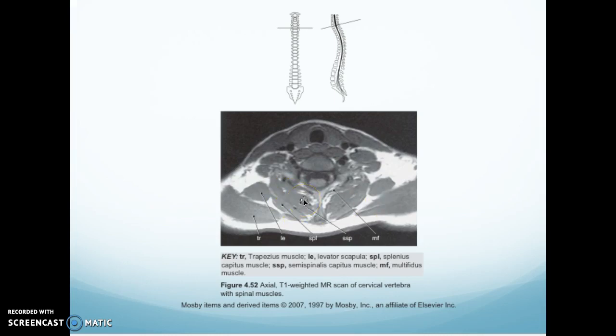Okay, so SSP, that is your semispinalis capitis muscle. This one is your splenius capitis muscle. And coming out, you have your levator and your trapezius.